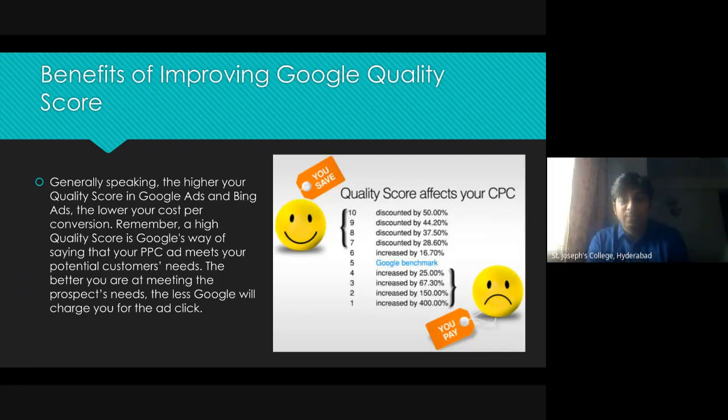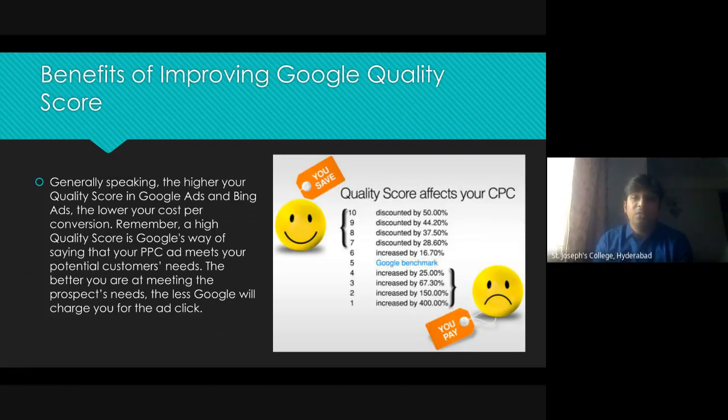And you can see in this particular chart, if the Google benchmark is 5, what happens if the quality score increases? Whatever the advertiser bids, they get really nice discounts from Google. And if your quality score is less, what happens? You tend to pay more than your bid amount.